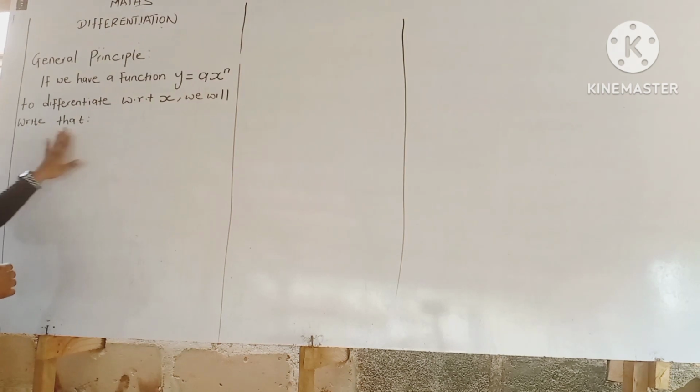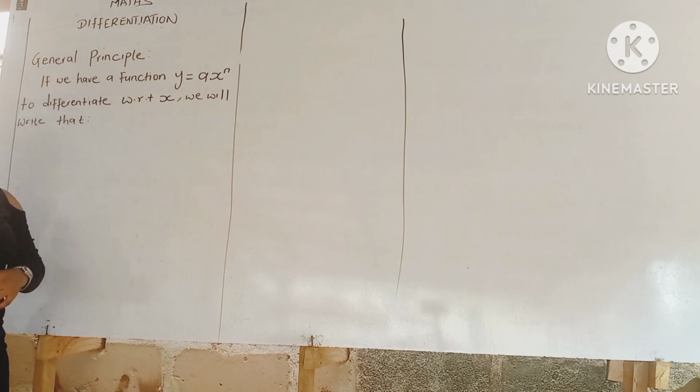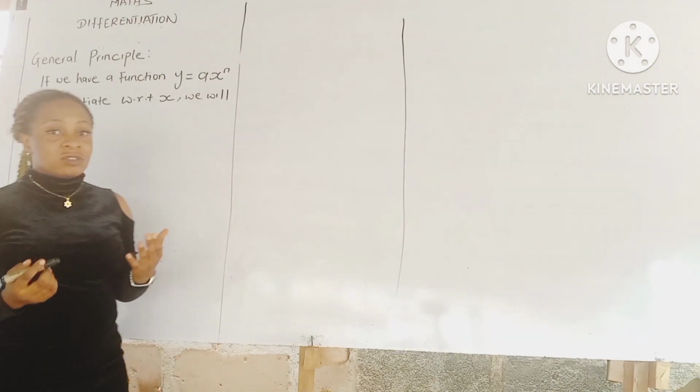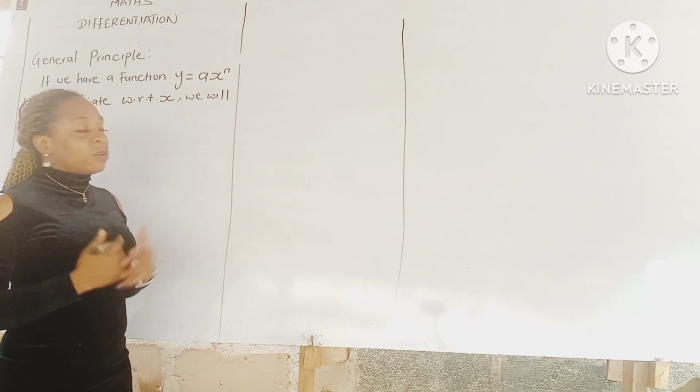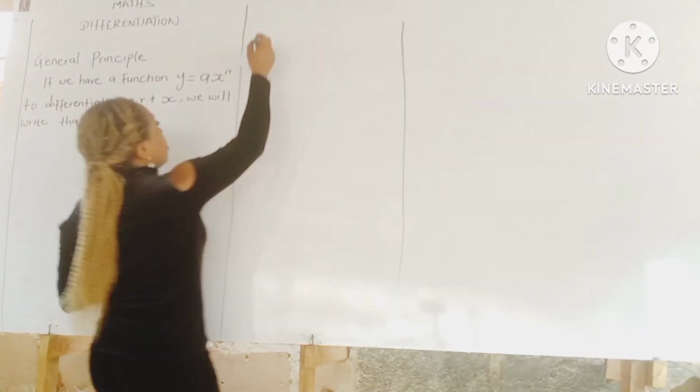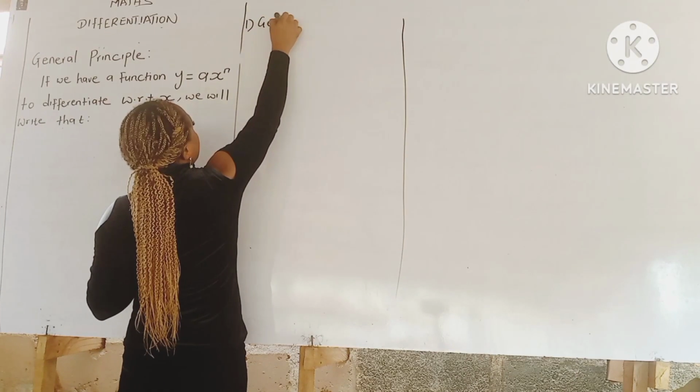We have a function y equal to ax raised to power n to differentiate with respect to x. We will write that this is called the general principle and is the general method in which you can solve differentiation. We have different methods of solving differentiation. Number one, we have the general method.